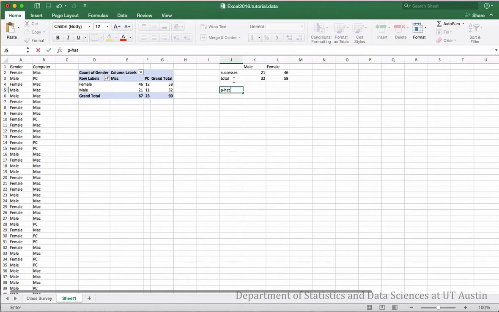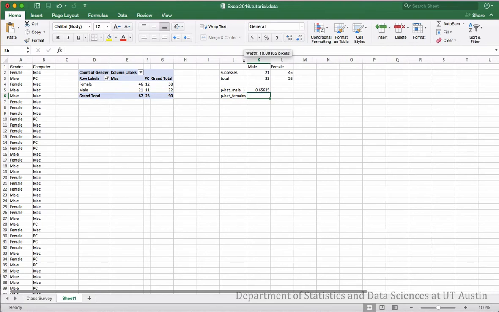I'm going to calculate a p-hat for males, and I'm going to do so by taking the number of successes, 21. There were 21 MacBook users, and I'm going to divide it by 32 people who identified as male. I'm going to do something very similar to get a p-hat for females, and again I'm going to take the number of successes. 46 females chose to use a MacBook computer out of the 58 females that were surveyed. So we have a p-hat for each of our particular groups.